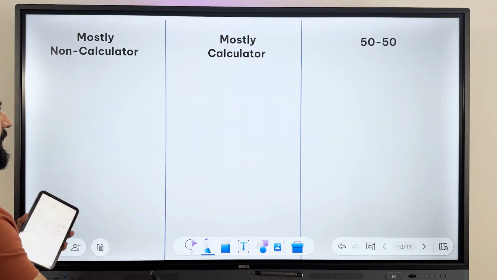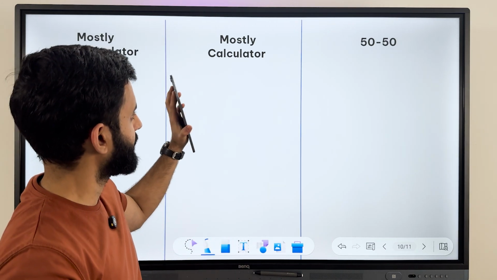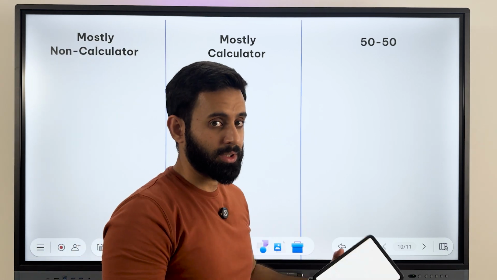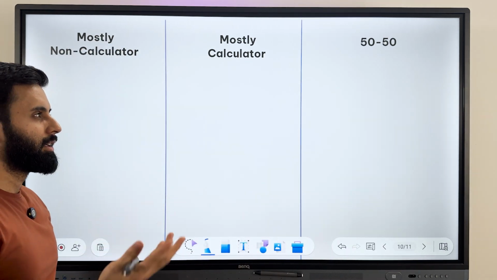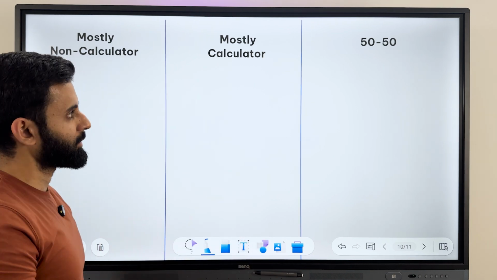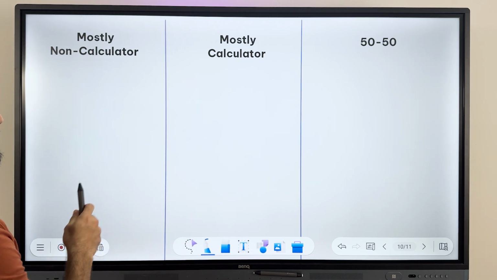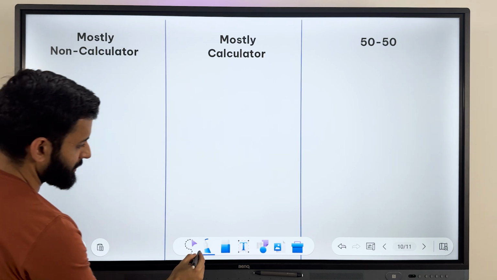So these are 3 categories: mostly non-calculator, meaning that for most of the questions you don't require a calculator; mostly calculator, meaning that for most of the questions you do require a calculator; and 50-50, which means that in some concepts you do, and in some concepts you don't. Okay, so let's start with mostly non-calculator.